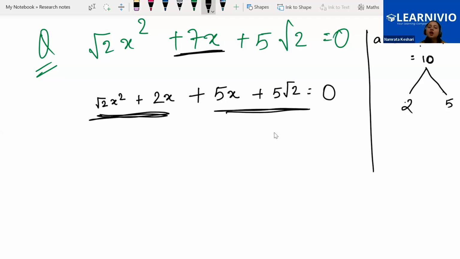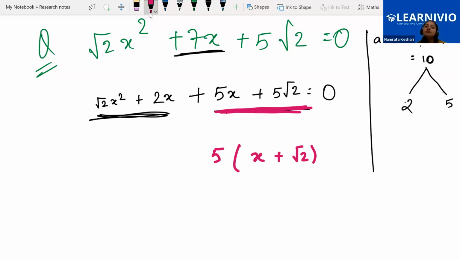Now, the way we were thinking previously, take out the common factor from the first two terms, take out the common factor from the next two terms. Can you tell me what common factor we can take out from the next two terms? The pink underlined part. This is simple, that's why I am asking you. What is the common? 5. We can take out 5 from here, and the remaining will be x plus root 2.